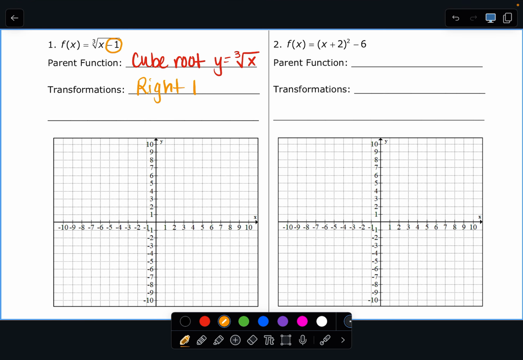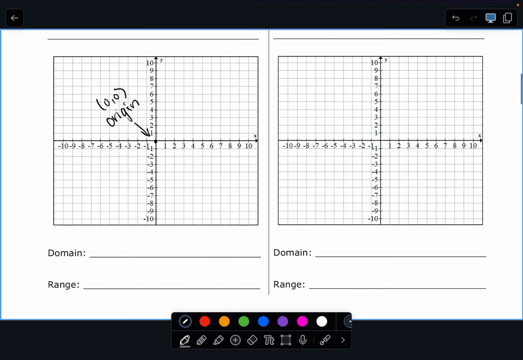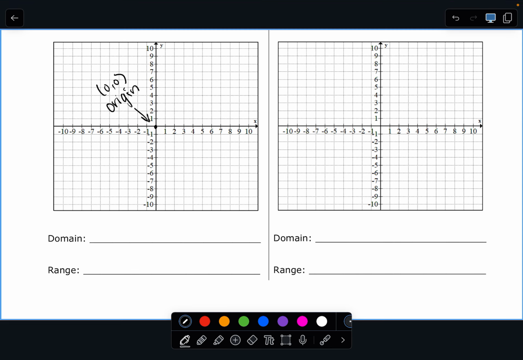In every parent function, as you watched in the video, it started off with points that began at 0, 0. 0, 0 is what I refer to as the origin, because that's where all parent functions begin. I'll scroll up so y'all can see. The origin is at 0, 0. This is what we're shifting. So we just said that the origin is going to shift to the right 1.